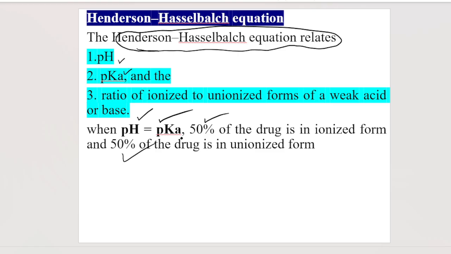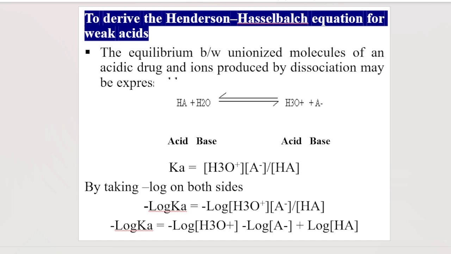ये दोनों एसिडिक और बेसिक ड्रग के लिए एक सेम प्रिंसिपल हम अप्लाई करते हैं कि when the pH of the solution is equal to pKa value of the drug, the 50% of the drug will be ionized and the 50% of the drug will be in unionized form. Okay, so the first one is to derive the Henderson-Hasselbalch equation for the weak acids, कि कैसे आप weak acid के लिए इसको derive करते हैं, and what is that equation that represents the ratio between ionized and unionized form of the drug.